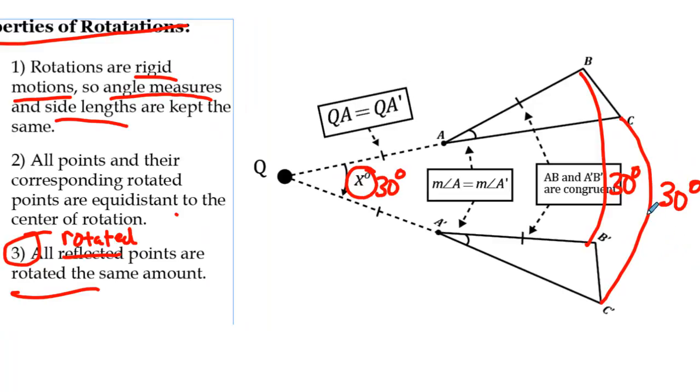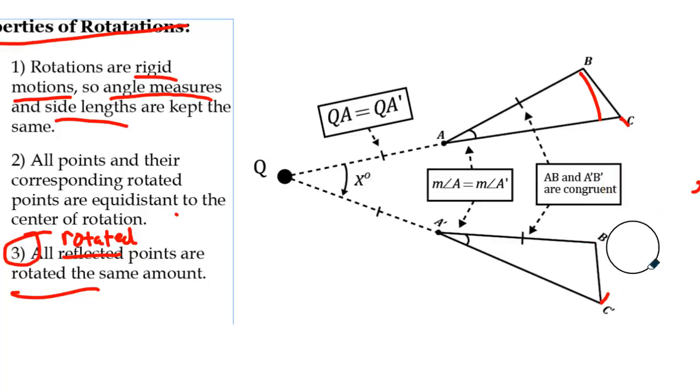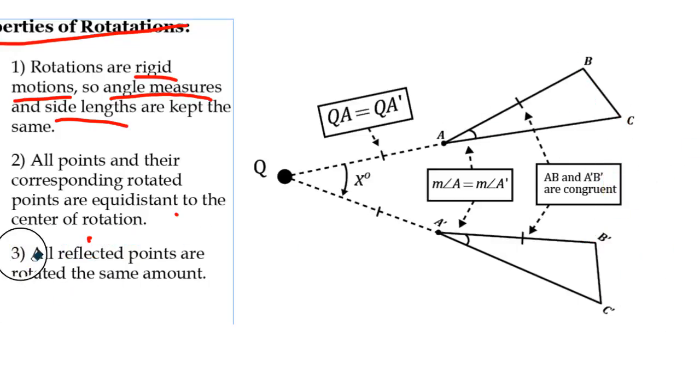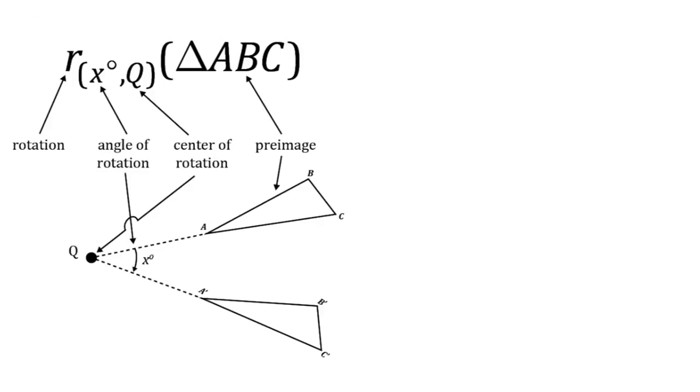All right, so here's the big question to you guys. Think about this. What would be the angle of rotation from A to A prime? Yeah, so that's also 30 degrees, okay? So that's all that part is saying right there. Okay, so those are the 3 properties of rotations. Let's check out the next thing.